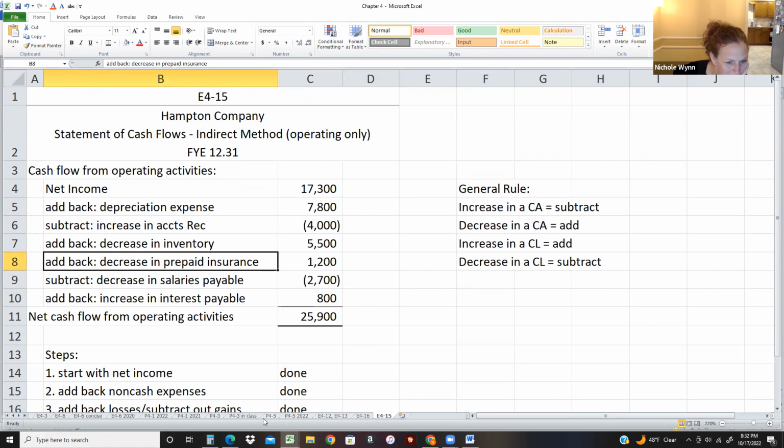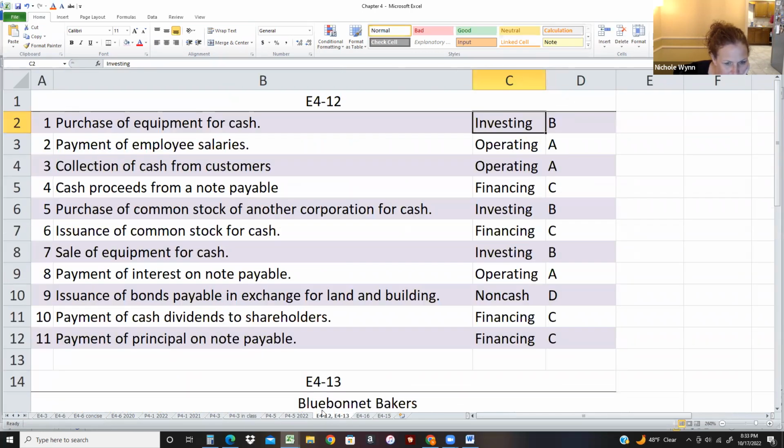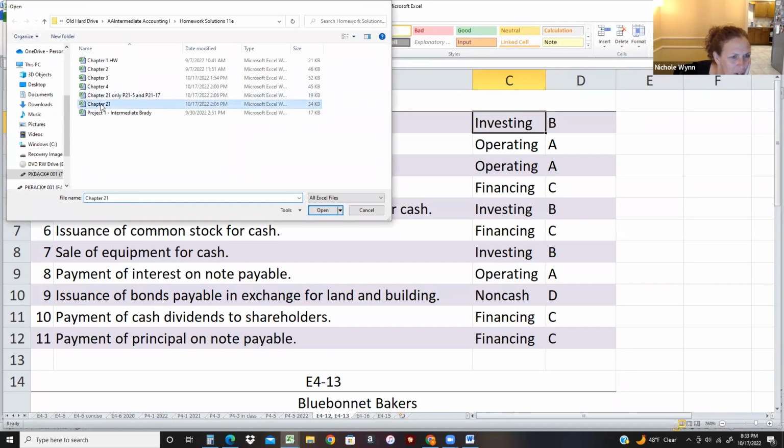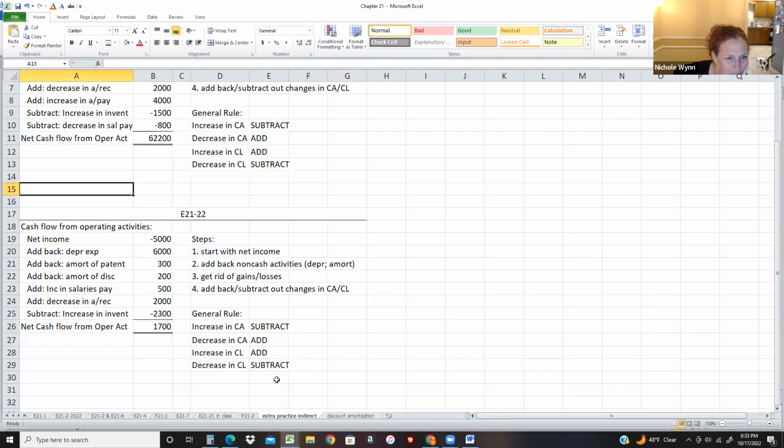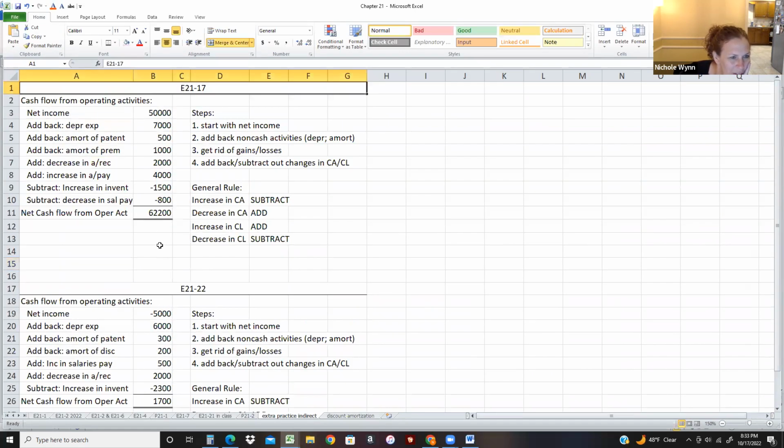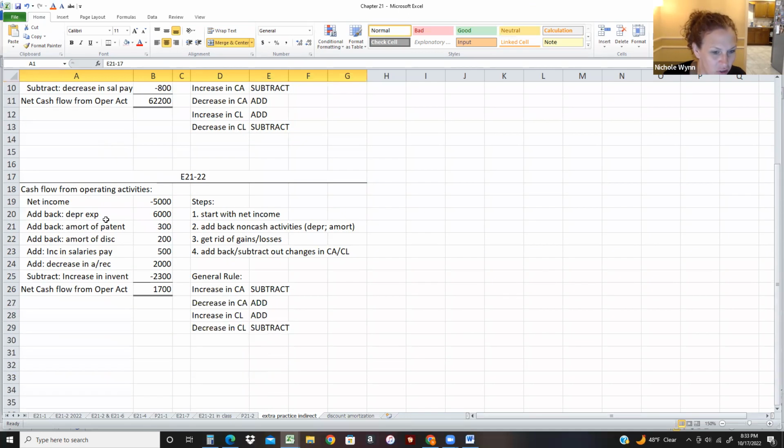Also, I wanted to show you that I did some extra practice. And where did I put that? Was it in chapter 21, homework solutions maybe? So I did some extra practice indirect. So I practiced with E2117. So I just took E2117 and did that one. And then I also did E2122. And so that's on page 1266 of the book. So I did 2 practices of it.